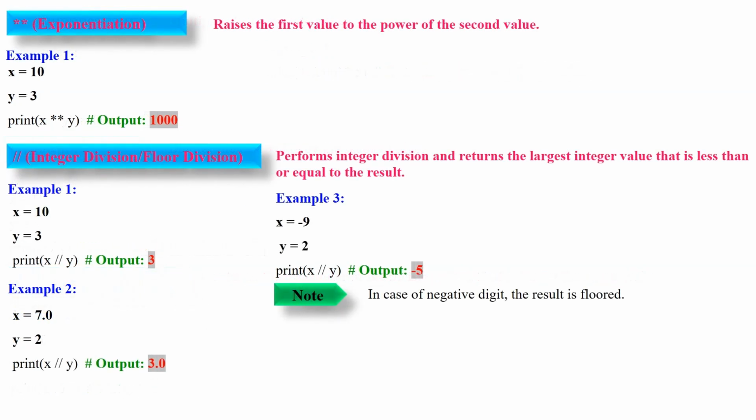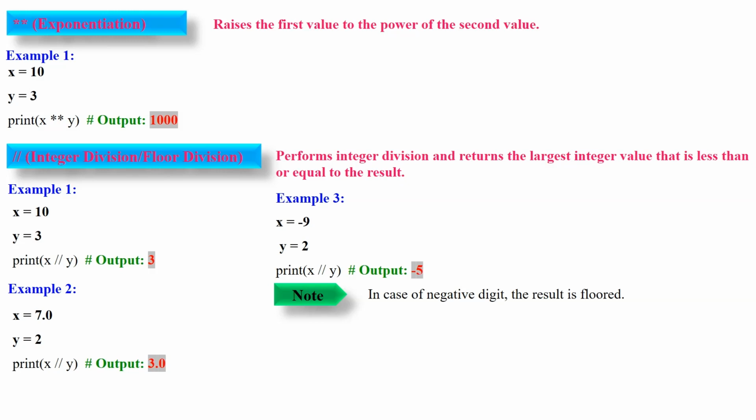Next arithmetic operator is exponentiation, which raises the first value to the power of the second value. In example 1 of exponentiation, we assign the value 10 to the variable x and the value 3 to the variable y. Then, the expression x double asterisk y raises x to the power of y, resulting in 1000, since 10 raised to the power of 3 is 1000. It prints 1000 as output.